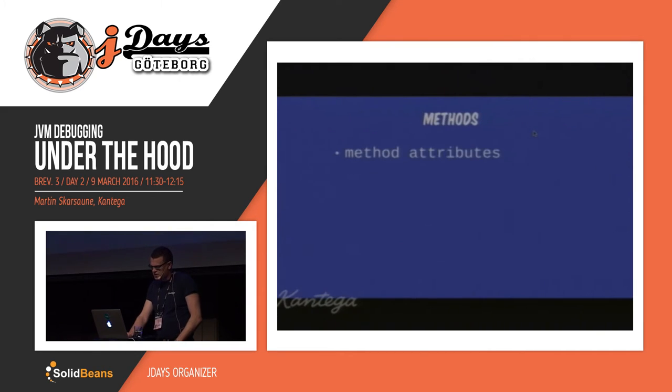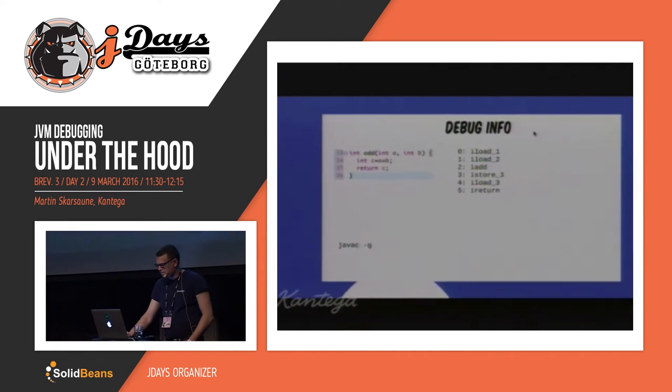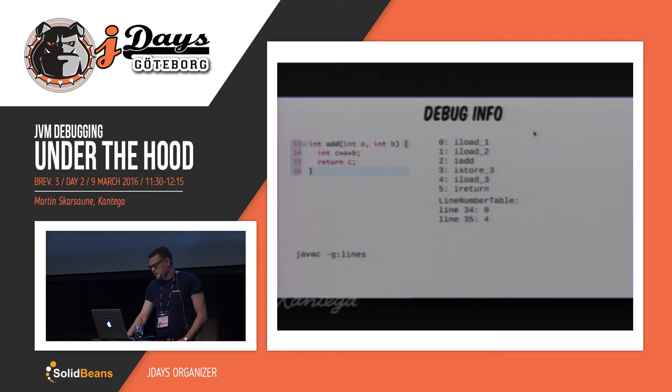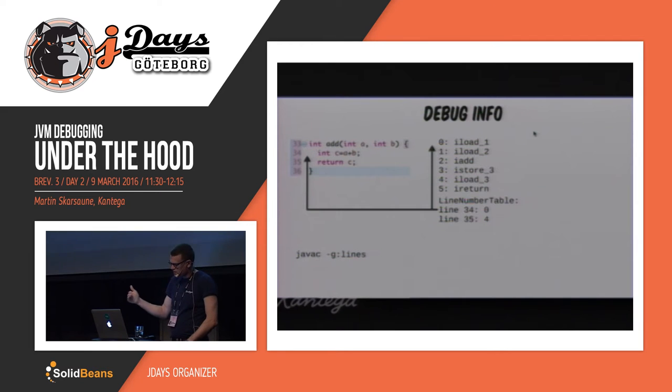And then we have methods, which contain similar information as in Java Reflection. But they also contain information about mapping from code to source. So if we have a very trivial Java method here that adds two numbers, you have the source code on the left, and on the right-hand side we see the resulting bytecodes. When we compile this Java file, we can choose to add line information to the class file. And this will be recorded in a structure like this, which tells us that when you begin at bytecode index 0, we're at line 34 of the source file.